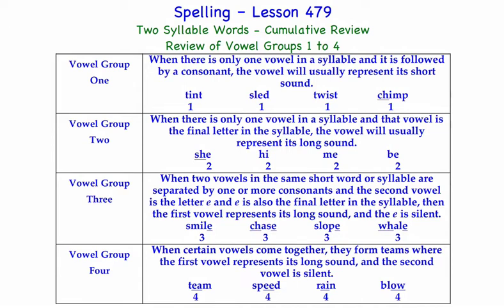Vowel group 3 says if you have an E at the end of a syllable and you have a vowel that comes before that E, separated by at least one consonant, then the E at the end of the syllable is silent, and the vowel that comes before that silent E will represent its long sound. In that instance, you put a line under the silent E and put the number 3 under the vowel that represents its long sound. Vowel group 4 says 2 vowels join together and form a team, and the first vowel represents its long sound.